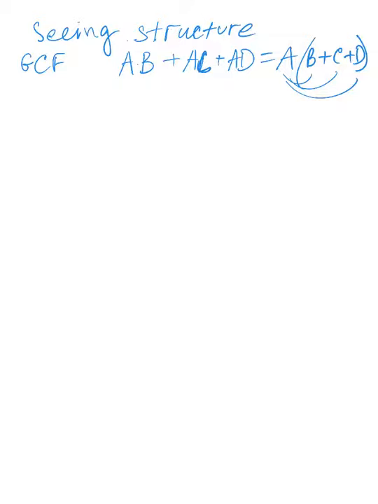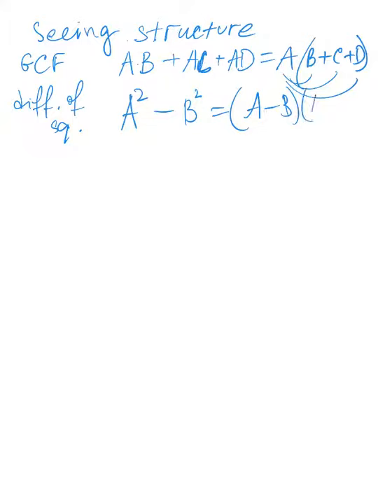Another formula that we learned is the difference of two squares, which technically is a squared minus b squared results in a minus b times a plus b. There are a couple more we are going to talk about, but let's talk about these two first, just to understand what we mean by using structure.